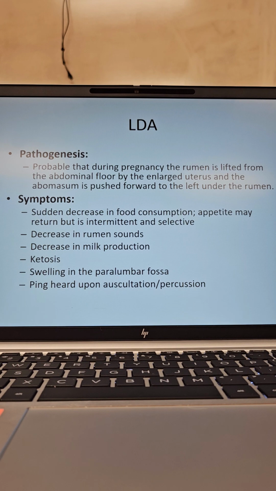This is why they call bloat tympany as well, because when you thump or flick the side of the abdomen, it's going to sound like you're beating on a drum because it's kind of hollow there. Dogs do the same thing. When dogs bloat, if you flick their abdomen or thump the abdomen, it sounds like you're pounding on a drum because it creates this tympanic type sound.